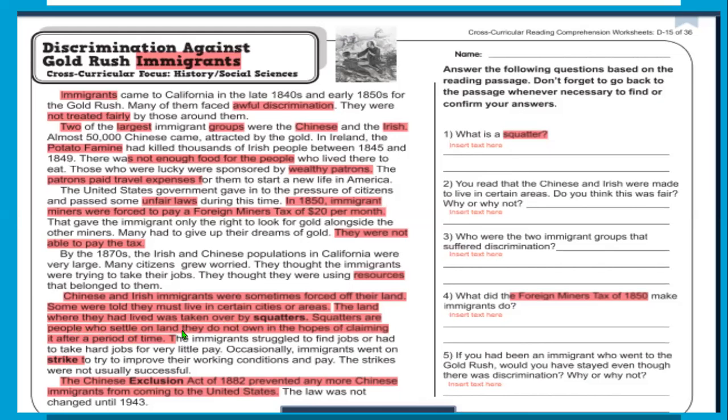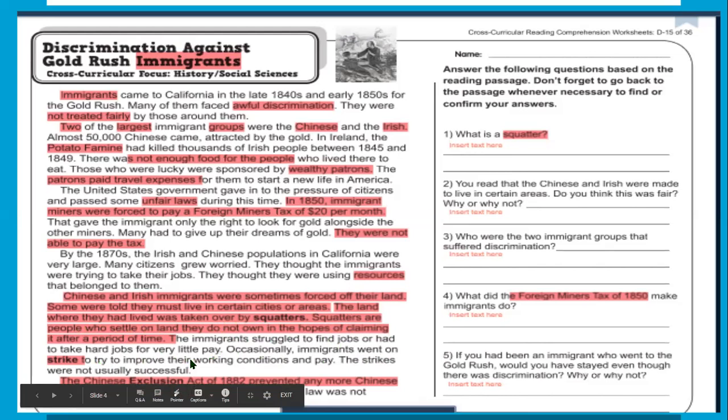Squatters are people who settle on land they do not own in the hopes of claiming it after a period of time. The immigrants struggled to find jobs or had to take hard jobs for very little pay. Occasionally, immigrants went on strike to try to improve their working conditions and pay. The strikes were not usually successful.